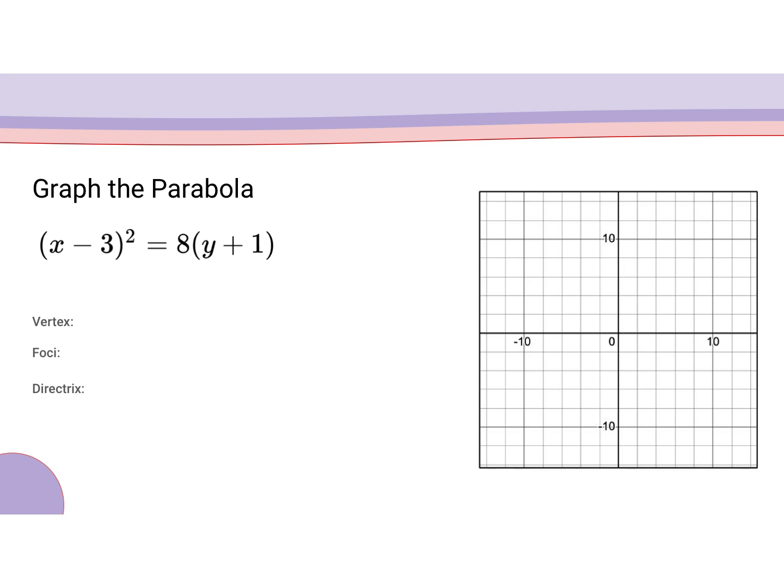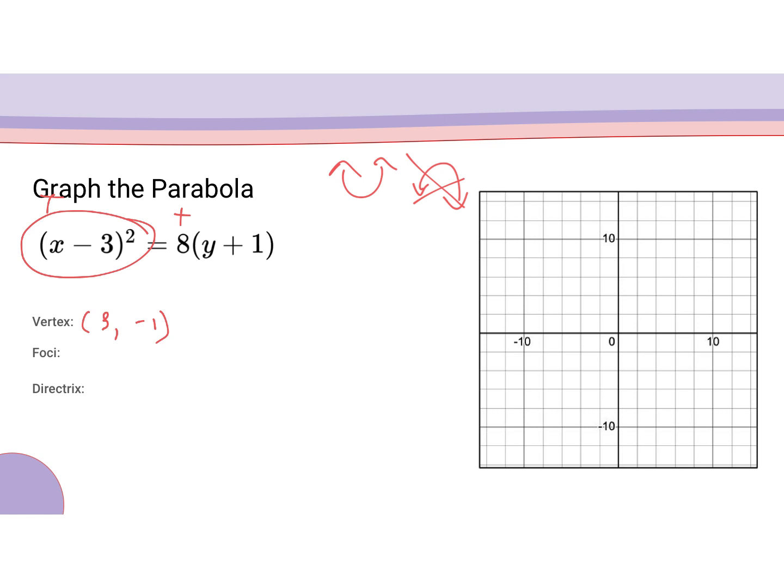Okay, so we have another equation. Now this one's pretty straightforward. Our vertex is at (3, -1). Since x is the squared variable, that means it either opens up or down. So you want to determine, since in front of y is positive and in front of x is positive, since they have both the same sign, that means it's going to open up.